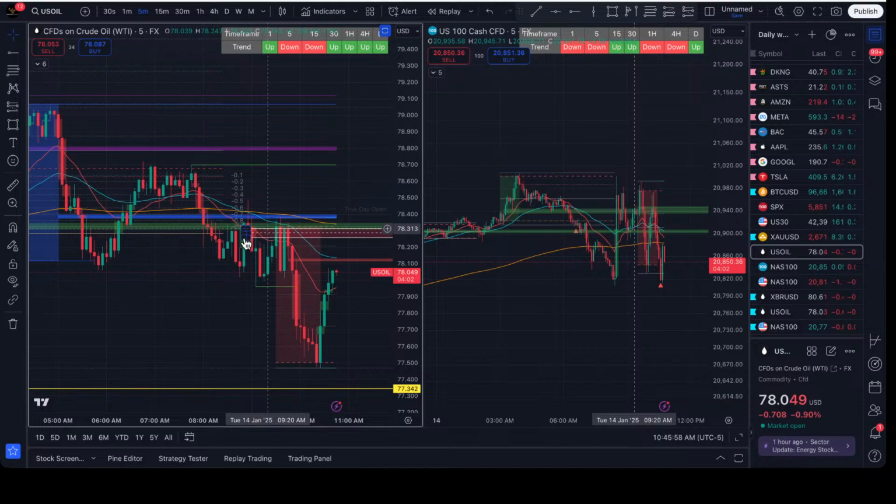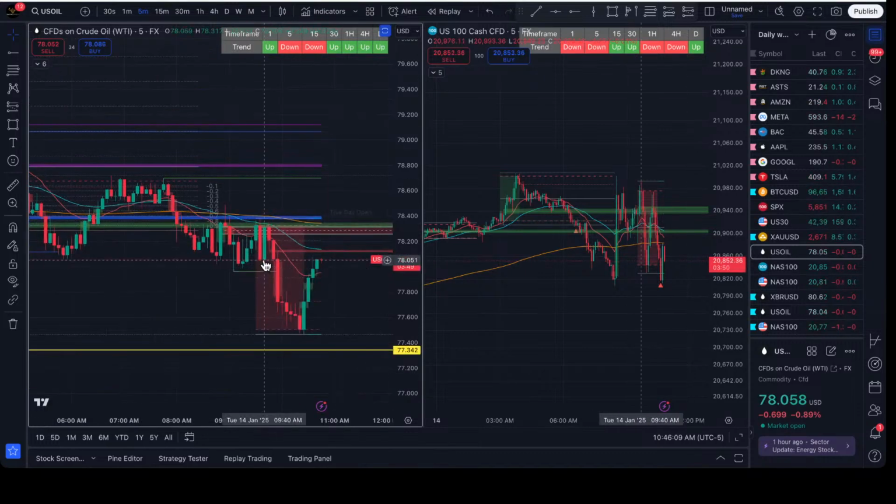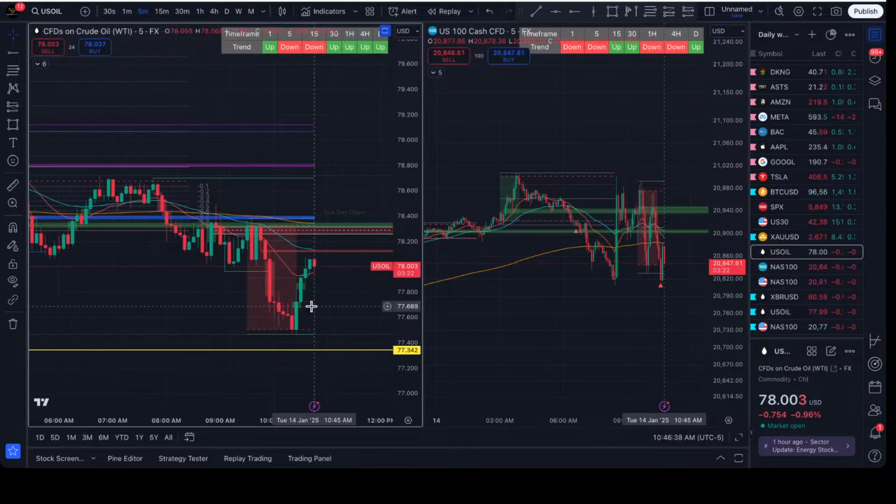This is a deep, deep retracement for oil. I wouldn't have expected it to go past here. Let's see if we get a drop here. Most likely we'll tap the fair value gap, tap the 50, then we'll push down. All within this big fair value gap here.